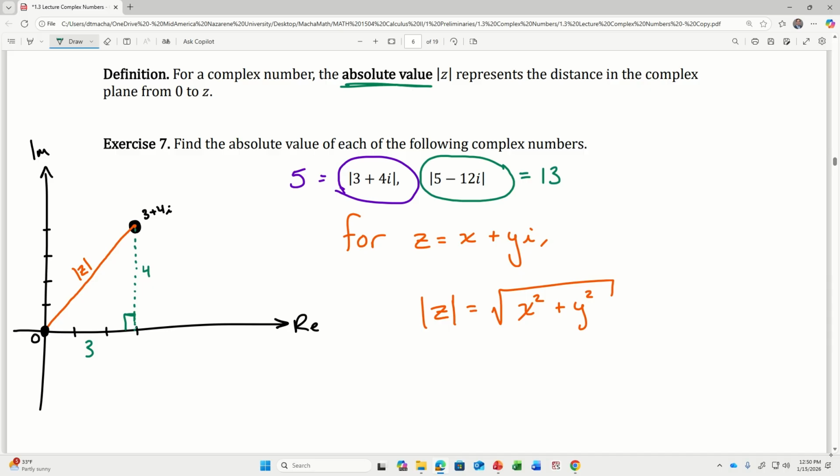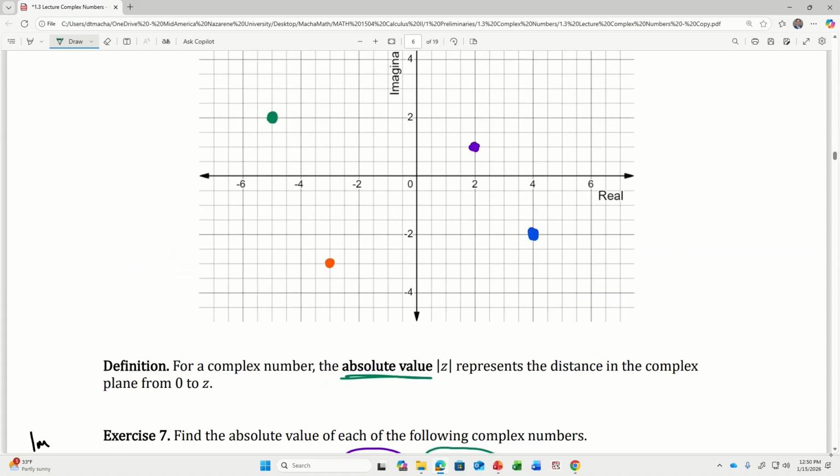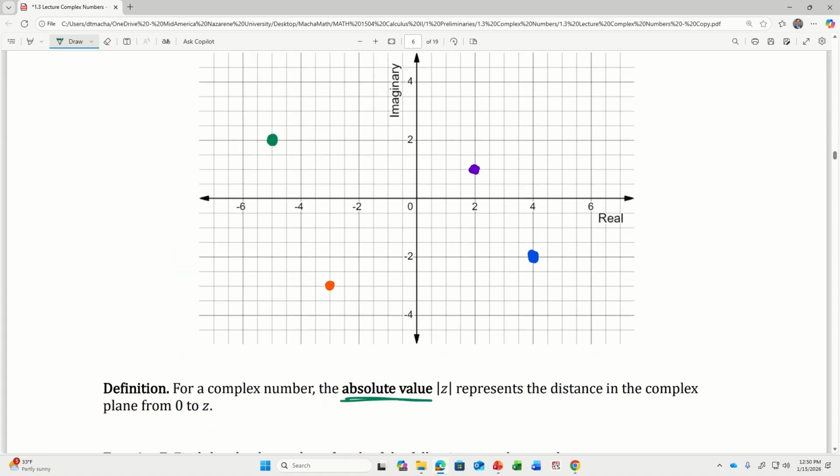So the absolute value is the distance from the origin in the complex plane. Another thing that I'm going to point out before we move on is even if you have a real number, like the number negative 3, that's still the definition of absolute value, isn't it? Because in the complex plane, negative 3 is 3 units away from 0. That's how absolute value works.